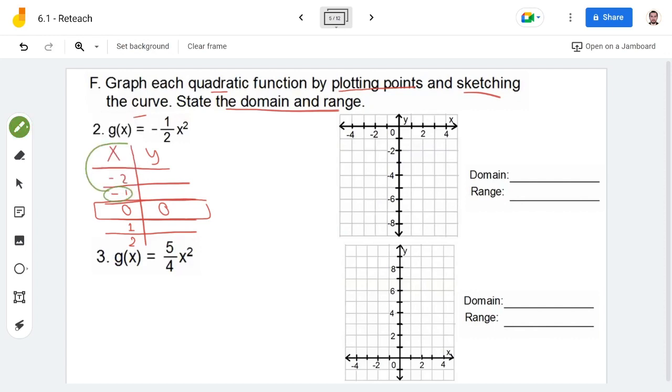Now let's substitute -1 in the function. Negative half times (-1) to the power of 2 is negative half times 1, so the answer is negative half, which means negative 0.5. Now let's substitute -2 in the x. One over 2 times (-2) to the power of 2.